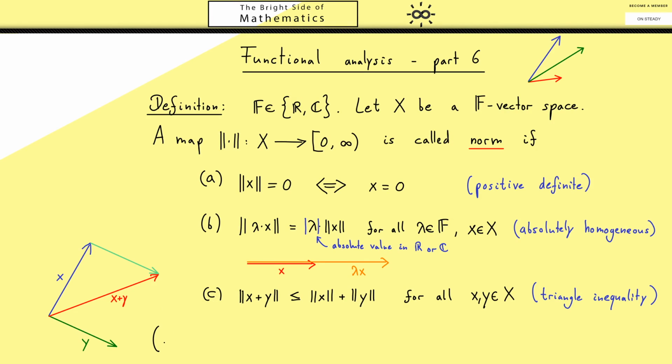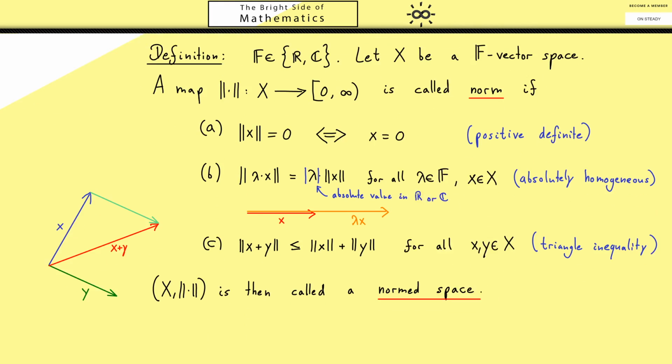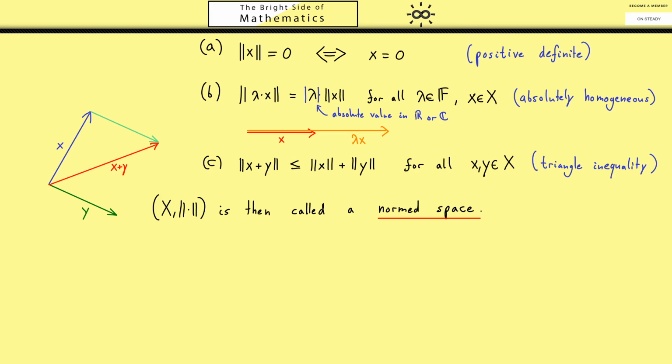Now you might already guess that a vector space together with a chosen norm gets a special name, and you are right. This pair is what we simply call a normed space. So what we have is a real or complex vector space where we can measure the lengths in a meaningful way. Now you might ask, what is the connection to the metric spaces we defined at the beginning of this video series? Since the properties A and C look very similar, a norm could be a special case of a metric. Indeed, this one is an important fact you always should remember.